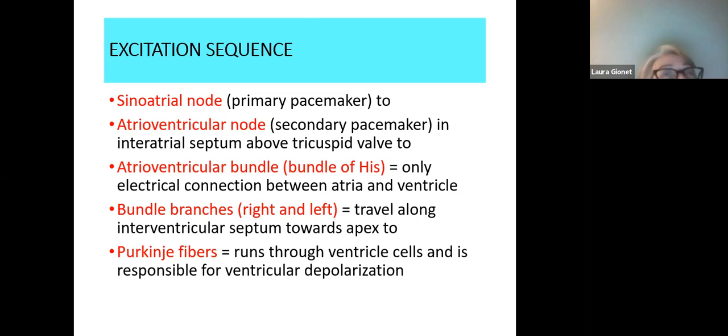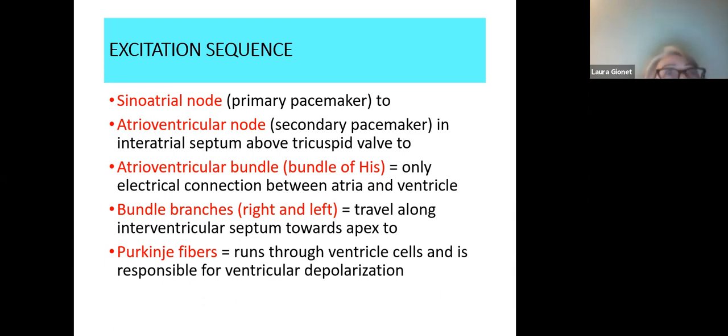And if that is not sufficient, then from the AV node we can generate impulses at about 40 to 60 beats per minute. And then from the Purkinje fibers themselves, around 20 beats per minute. Okay, so we're going to look at the sequence of excitation, the sequence of events. And we're going to look at one of the images here so you can kind of see that. On some of the models in lab, you'll be able to see portions of this.